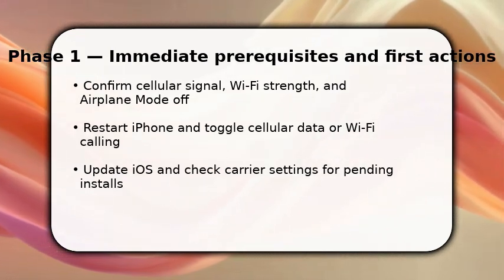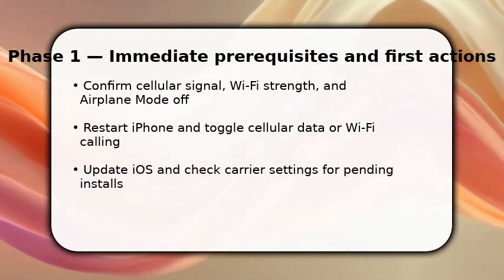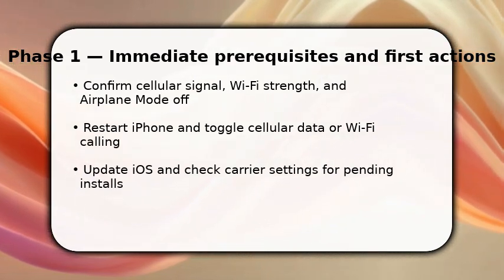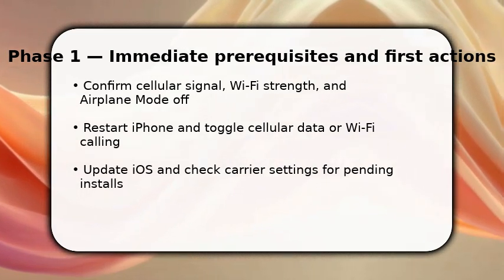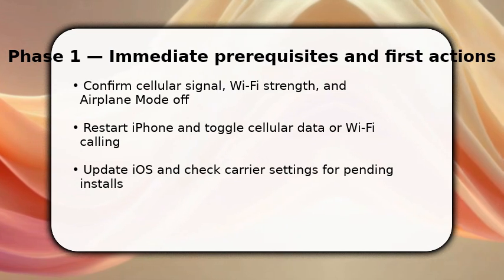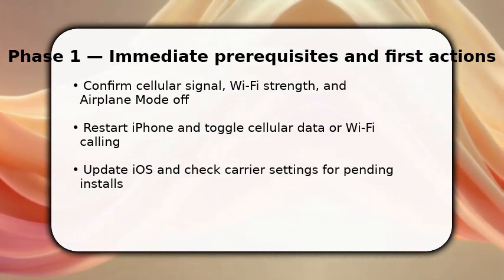Next, toggle cellular data and Wi-Fi calling in settings so the phone re-registers with the network. Make sure iOS and carrier settings are up to date, because versions often fix call bugs and improve network handoffs.